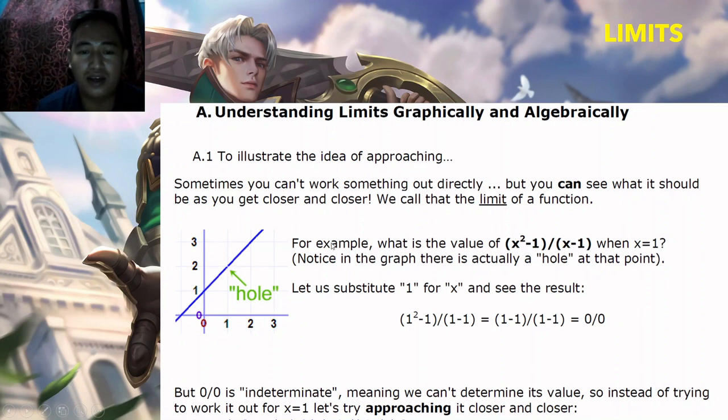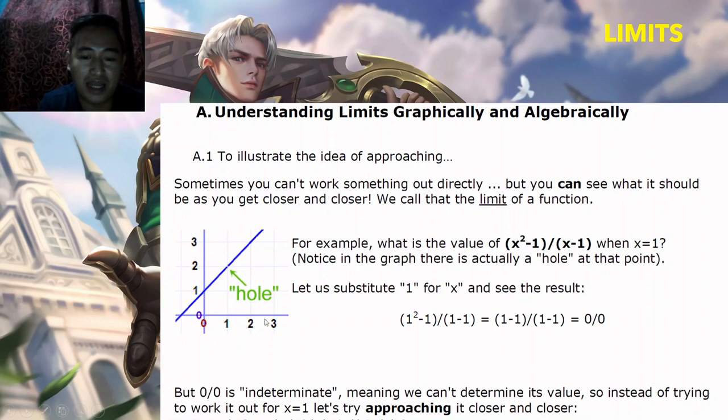Okay, for example, what is the value of the quantity of x squared minus 1 over the quantity of x minus 1 when x equals 1? So notice that in the graph there is actually a hole at that point. So wala na siya diri point plus no. So let us substitute 1 for x and see the result. So, substitute na diri class equation class ang 1. Ano nga expression class ang 1. So this is 1 squared minus 1 over 1 minus 1. So 1 squared is 1, minus 1 is 0, and then 1 minus 1 is 0. So it becomes 0 over 0, which is indeterminate.